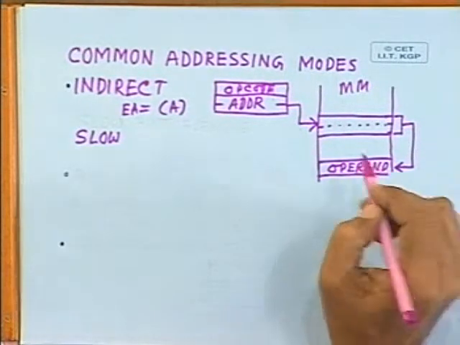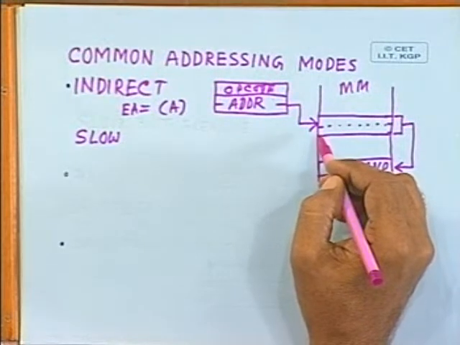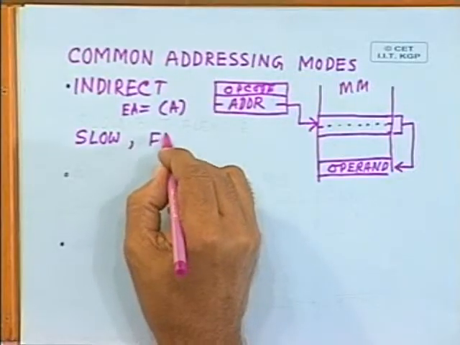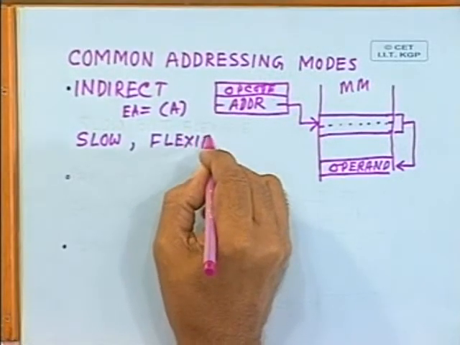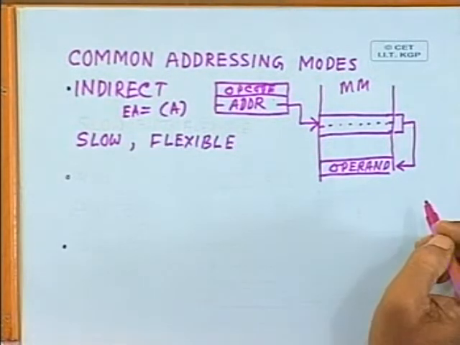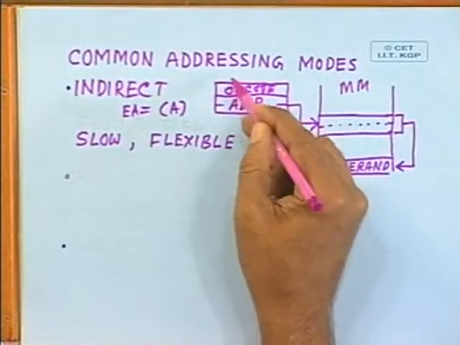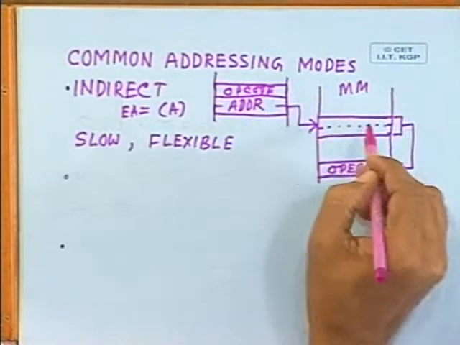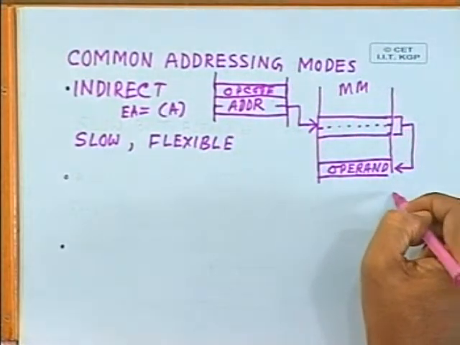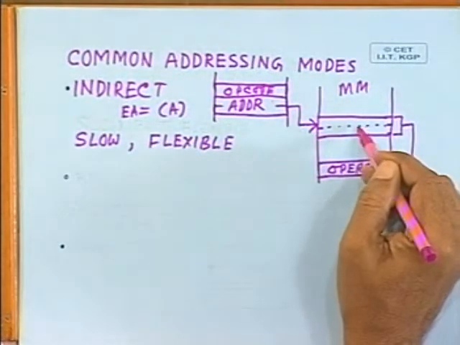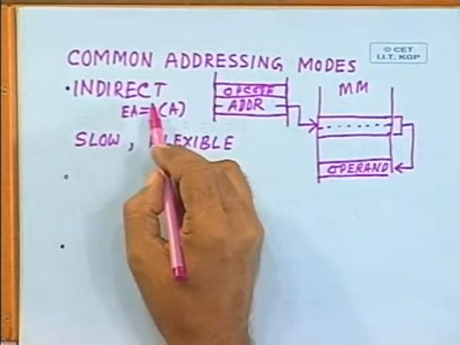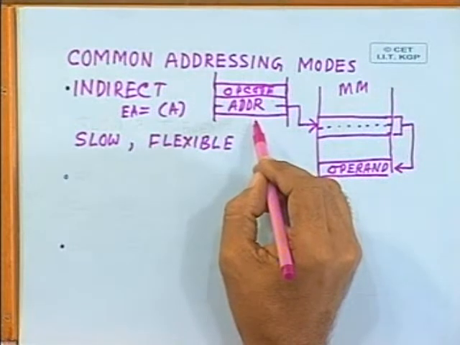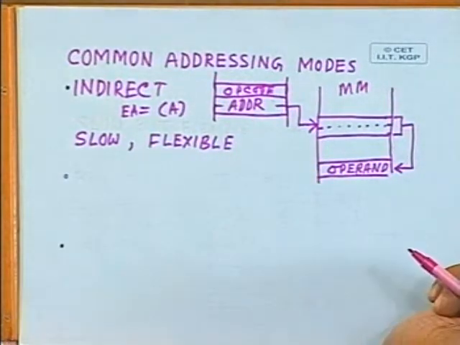Then you may be asking, if it is so slow, why is it being used? The reason for that is it is very flexible. It is a very flexible way of providing the address. For example, without modifying the program, this is part of your program, just by changing this value, you can point to another memory location. So, this kind of flexibility is provided by indirect mode of addressing. That is why it is widely used in many microprocessors.